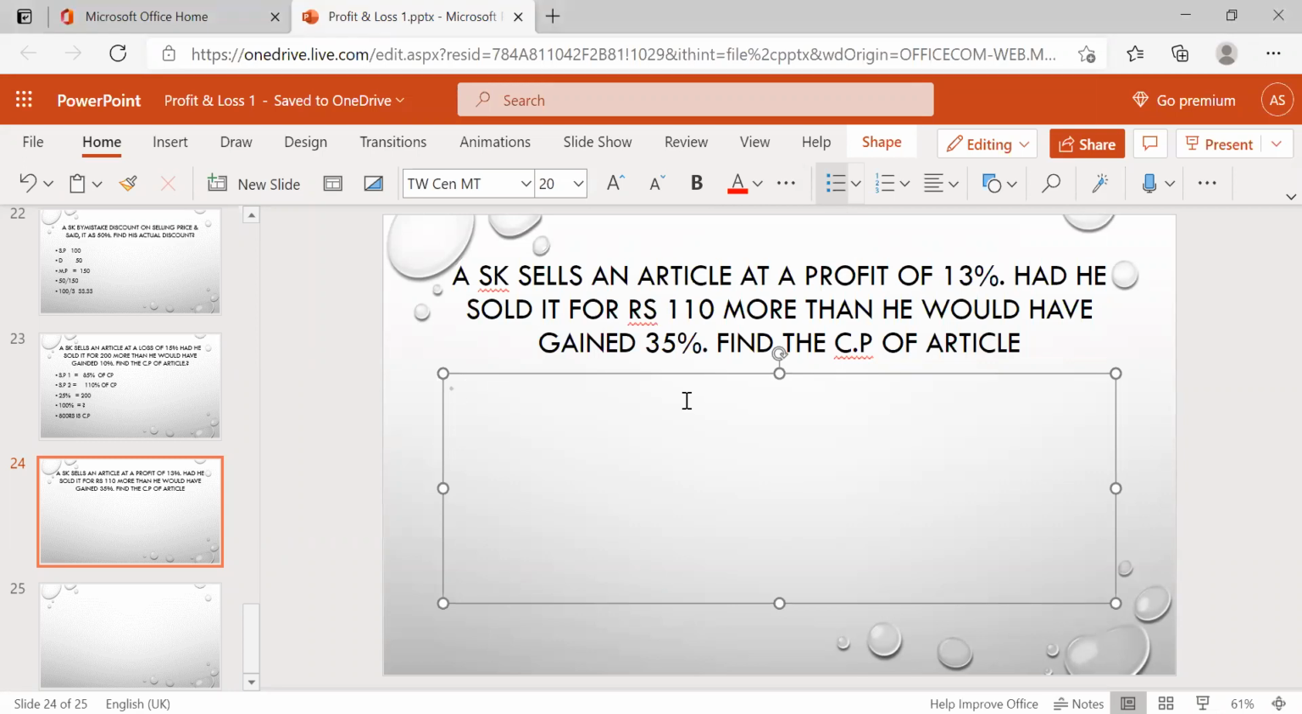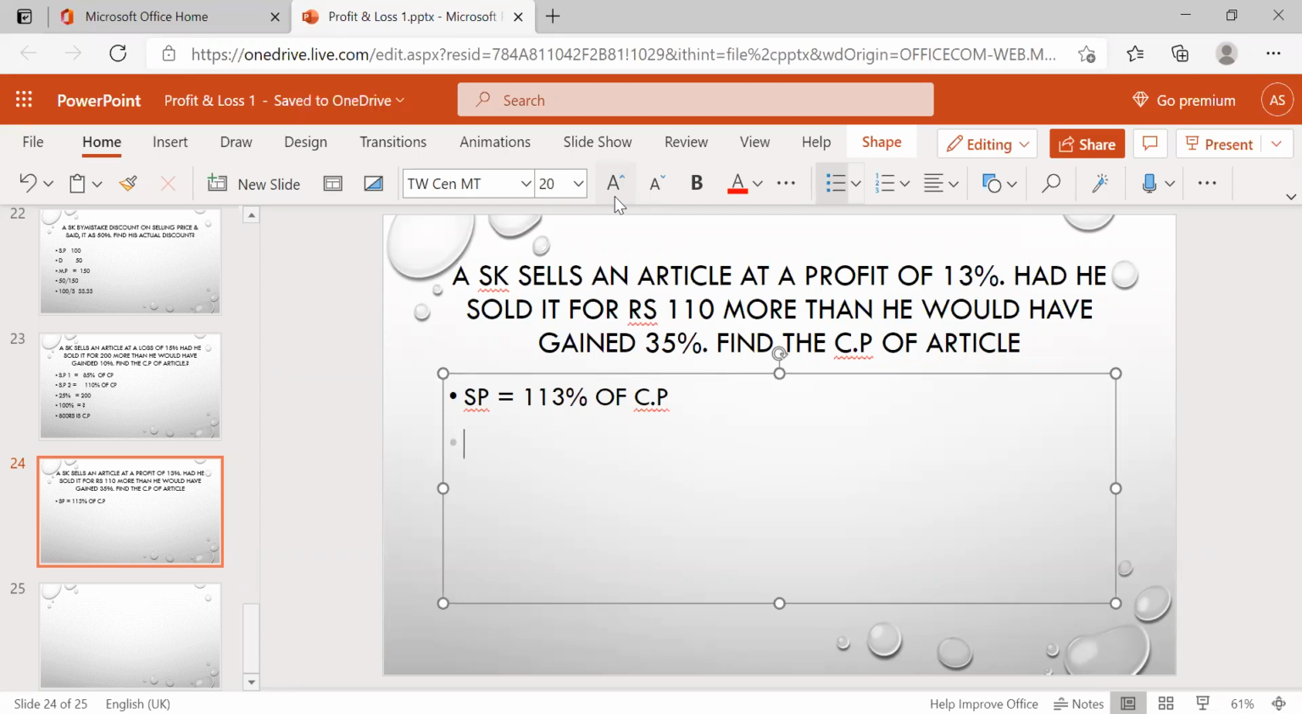Okay, let us see here. Same type of problem; yesterday we also did the same type. First of all, they're saying the selling price is equal to 113% of CP, because it is 13% profit. So this sold one article at 13% profit. Profit means you have to add it to CP: cost price plus profit will give the selling price, right?